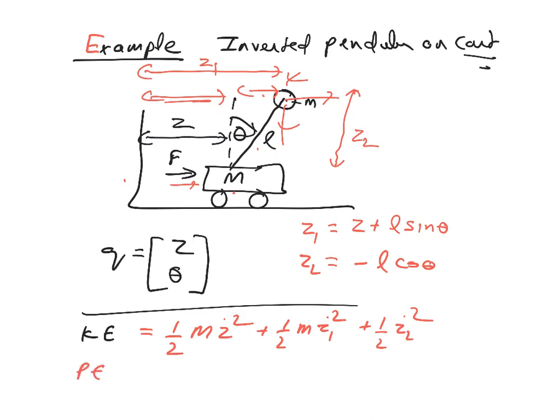So potential energy will be just mg. Have you heard of mgh? The potential energy of a ball at a height h will be mg times h. So that will be mg times L cos theta. Okay. So maybe we'll consider this as positive here, otherwise there will be confusion.